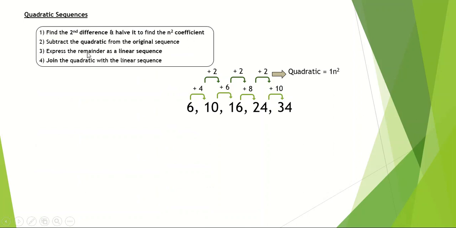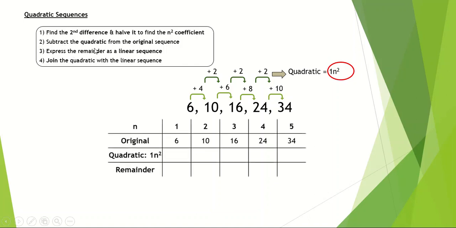The steps to get the explicit formula for a quadratic sequence are these. First, find the second difference. For this case, it's 2. And half it to find the coefficient of n squared. So 2 times 1/2, or 2 divided by 2, that is 1. So 1 is the coefficient of n squared.